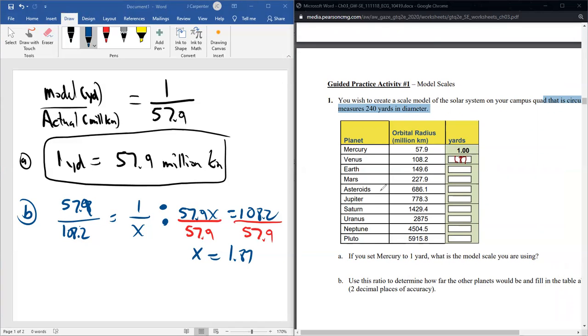1.87 what? 1.87 feet, 1.87 Bob Doles, 1.87 oranges, 1.87 million kilometers? No, you're not building a scale in millions of kilometers. You built it in yards. And that is about 2. It's roughly 2. And again, I'm not saying it's super, super close to 2, but it's pretty close to 2.